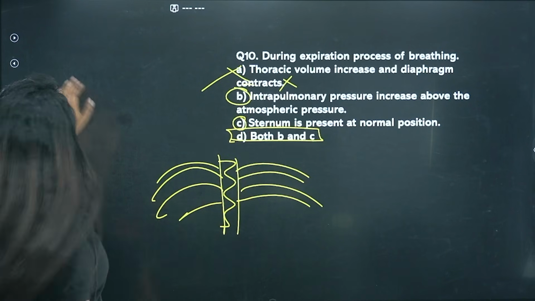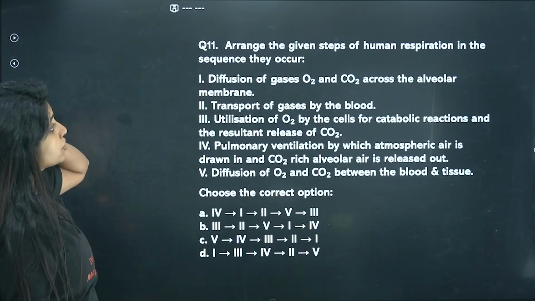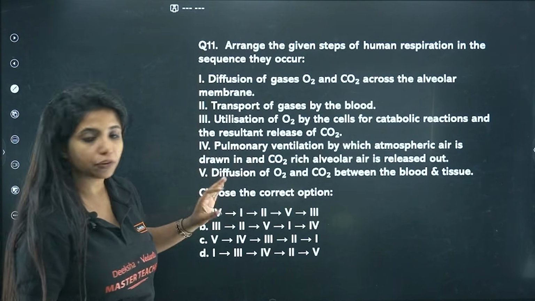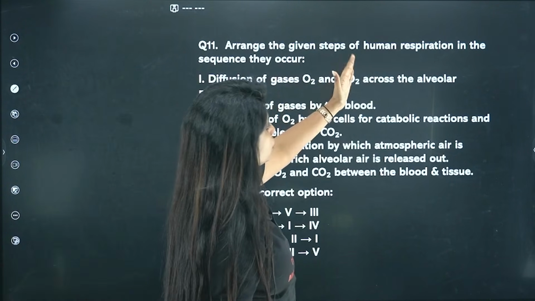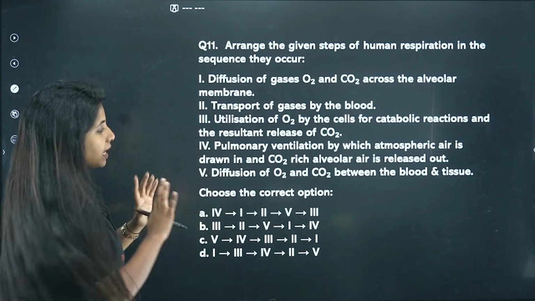Cool, cool. Now next one. Arrange the given steps of human respiration in the sequence they occur. Okay, first read out all the options carefully. Diffusion of gases, oxygen and CO2 across the alveolar membrane. So basically I'll tell you the flow.